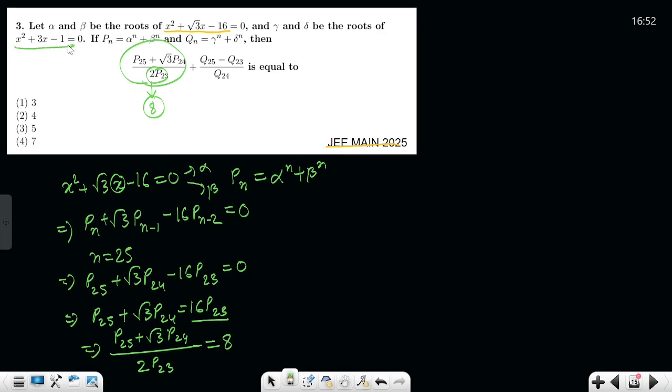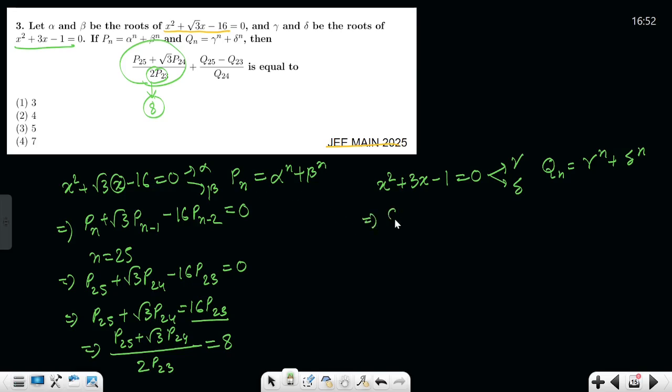Now we are given a second equation, which is x squared plus 3x minus 1 is equal to 0. The two roots are given as gamma and delta. Okay, gamma and delta. Clear? And a relation is given, which is Qn equal to gamma to the power n plus delta to the power n. Simply, right? So here also you can apply Newton formula, right?